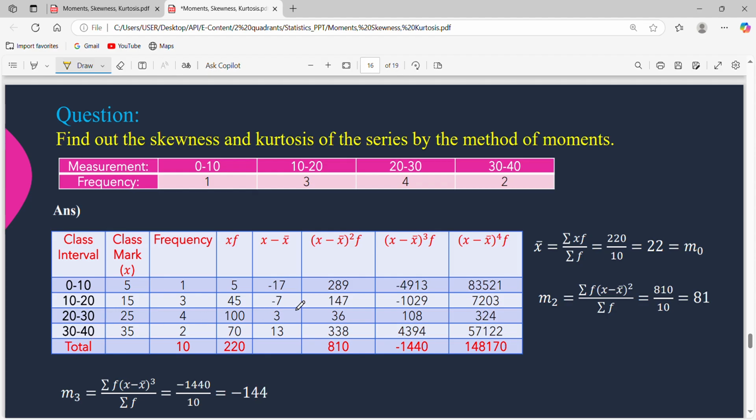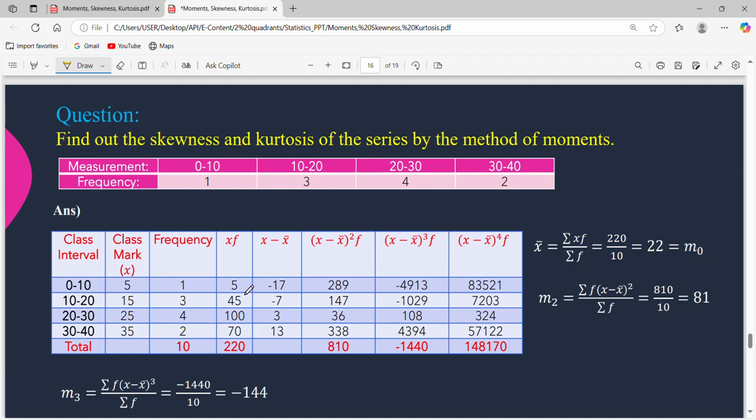Next is xf. xf is 5 into 1, 15 into 3, 25 into 4 and 35 into 2, and the sum value is 220. Then x bar is the sum of xf divided by the sum of f, that is the sum of frequency. 220 divided by 10 is 22. So here x bar equals 22.